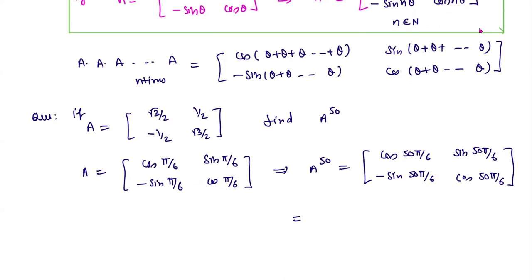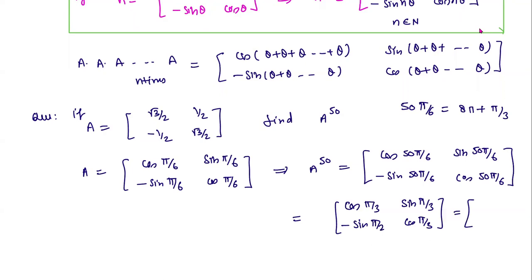Cos 50 pi by 6 means? 8 pi plus pi by 3. Yes, 8 pi plus pi by 3. And we know that cos of 2k pi plus theta is cos theta and sine of 2k pi plus theta is sine theta. No? Yes, sir. So tell me the answer. Cos pi by 3, sine pi by 3, minus sine pi by 3, and cos pi by 3. And that answer we can write directly. What will the answer be? 1 by 2, root 3 by 2, minus root 3 by 2, and 1 by 2.